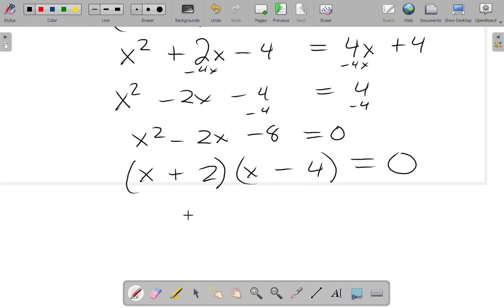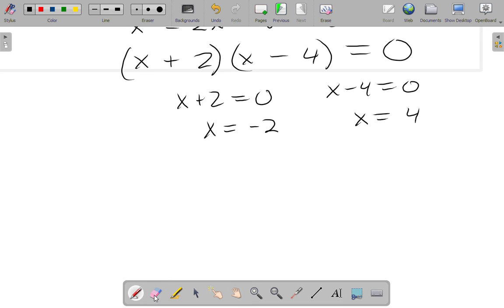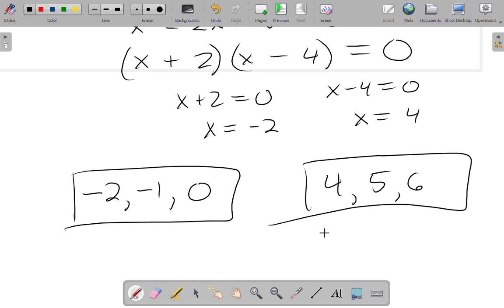So if I factored it, what do I do now? x plus 2 equals 0 and x minus 4 equals 0. So x equals negative 2 and x equals 4. Is that my answer? No, it said find 3 consecutive integers. There are 2 answers. Negative 2, negative 1, and 0 is one set of 3 consecutive integers that satisfy this. But so are 4, 5, and 6.